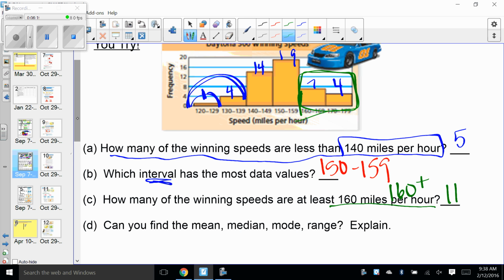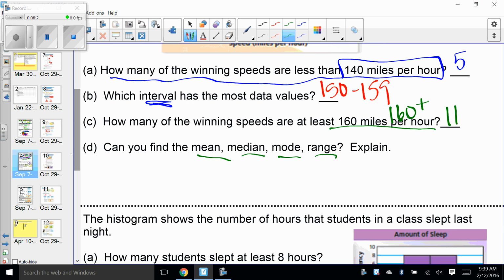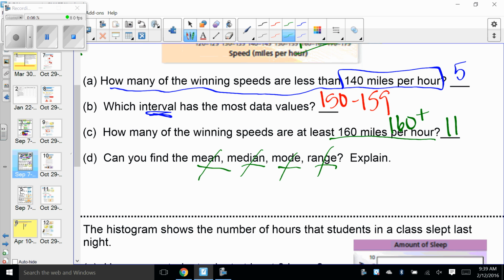And then could we find the mean, median, mode, and range? Could we find the mean? No, because you'd have to add up the individual data values and divide. The problem is we don't know individual data values here, so we couldn't find mean, median, mode, or range. We can't find any of them. We can't even find the mode because we don't know the individual data points. We know the range where most of them land, but we don't actually know the exact speed. The speed could have been 154 miles an hour and 155 miles an hour and so on.